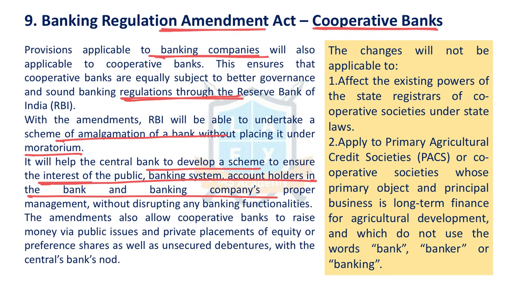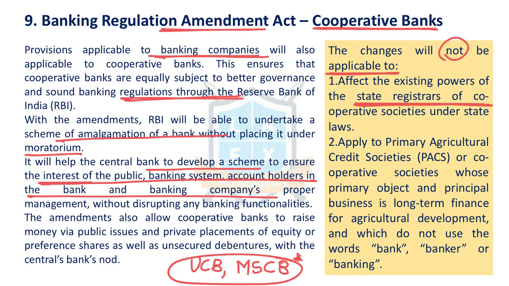Earlier they were coming under cooperatives, state cooperative structures. Now they will come under RBI, especially multi-state cooperative banks and urban cooperative banks. For them these rules are applicable, but these are not applicable to existing powers of state registrars of cooperative banks under state laws, and they are not going to apply to primary agricultural credit societies at the local level. These are applicable to urban cooperative banks and multi-state cooperative banks. Now these cooperative banks, let's say Punjab, Maharashtra cooperative banks, as these were facing stress, and because of these issues, cooperative banks are now under RBI.